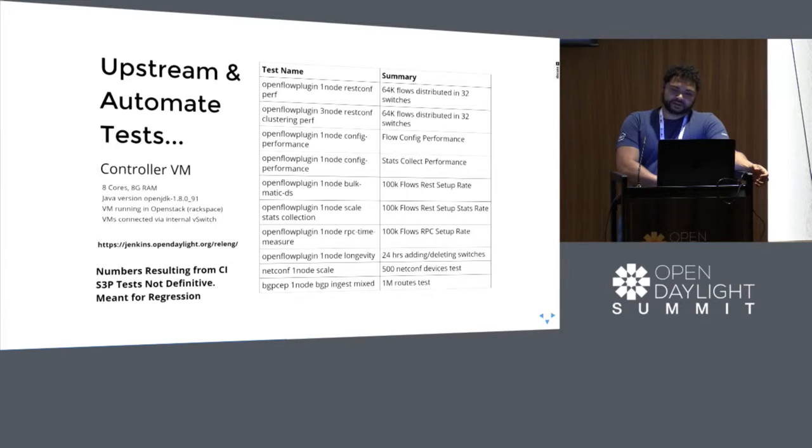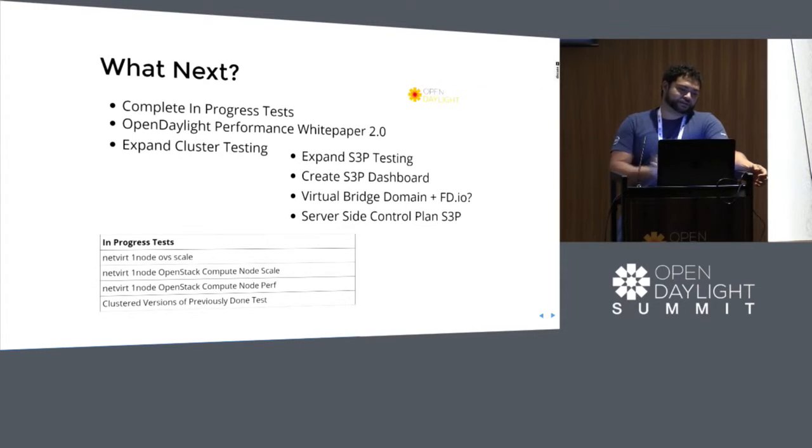I don't think I have too much more to say about this slide. So what's next? We have to complete some in-progress tests that we're working on in the S3P workgroup. Those include the tests here at the bottom: NetVirt one node OVS scale, NetVirt one node OpenStack compute node scale, NetVirt one node OpenStack compute node performance, and then there are various clustered tests that we still need to add. We're hoping that the 2.0 version of the report will have a lot more clustering information than the previous version, I guess.